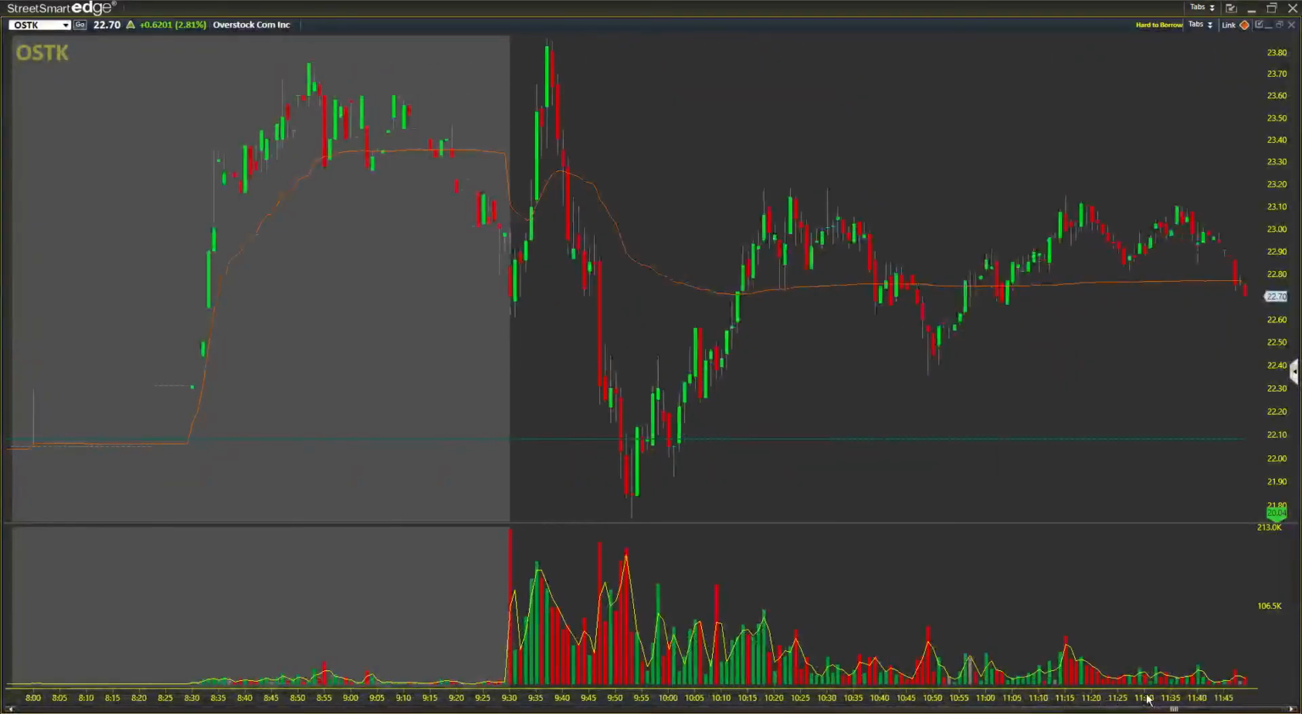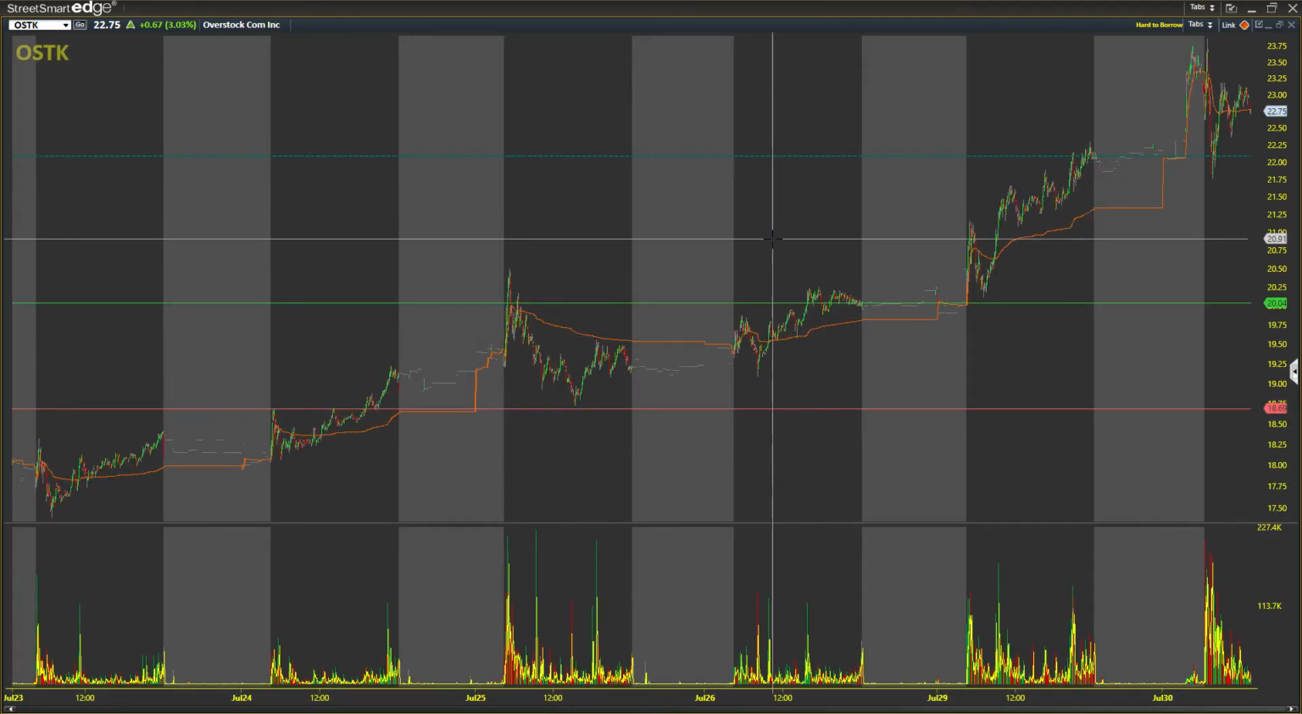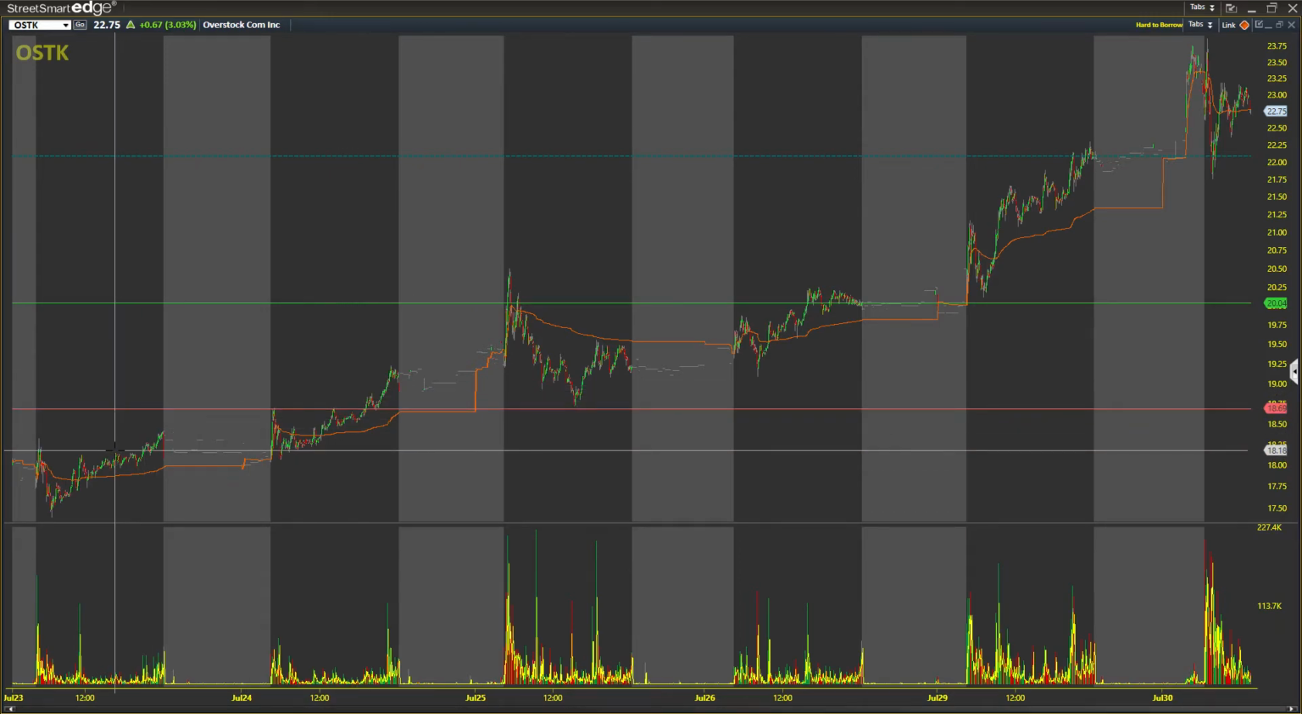Fast forward to today. This is today. Stock opens up. Morning spike. You see that pattern that happened over? I just showed you guys the past 1, 2, 3, 4, 5, 6 days. Every single day, OSTK has surged up right from the open.